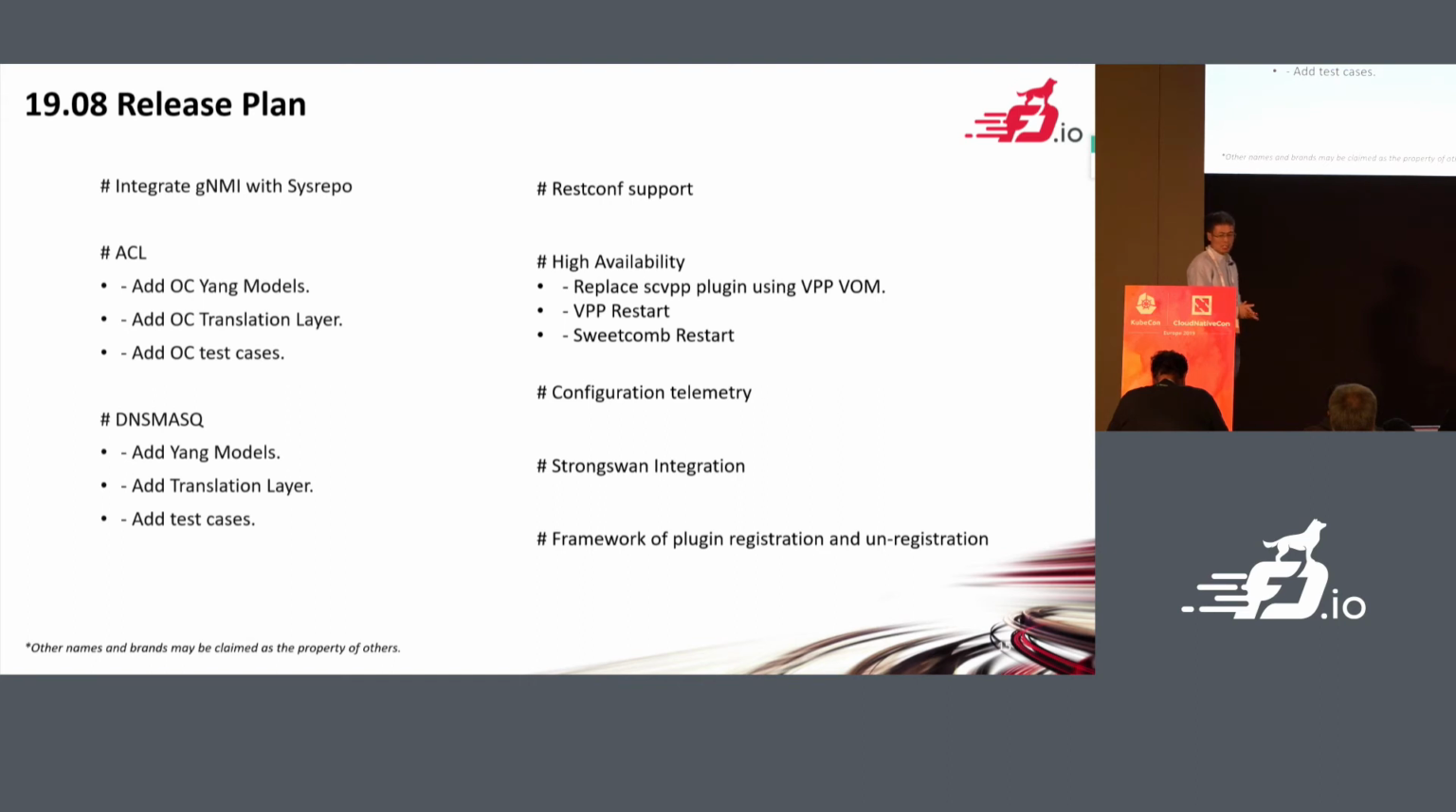Okay, this is the release plan for the next release, which means the 1908 release. First of all, we will integrate the gNMI with the sysrepo data store, and we will support the ACL Yang models, translation and the test case. And also, we will support the dnsmasq Yang models, translation and test case. Also, we will support the RESTCONF protocol implementation.